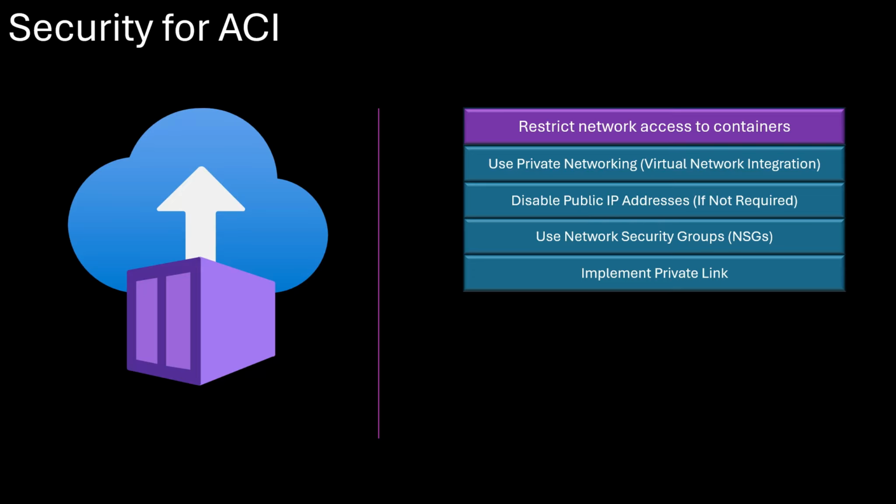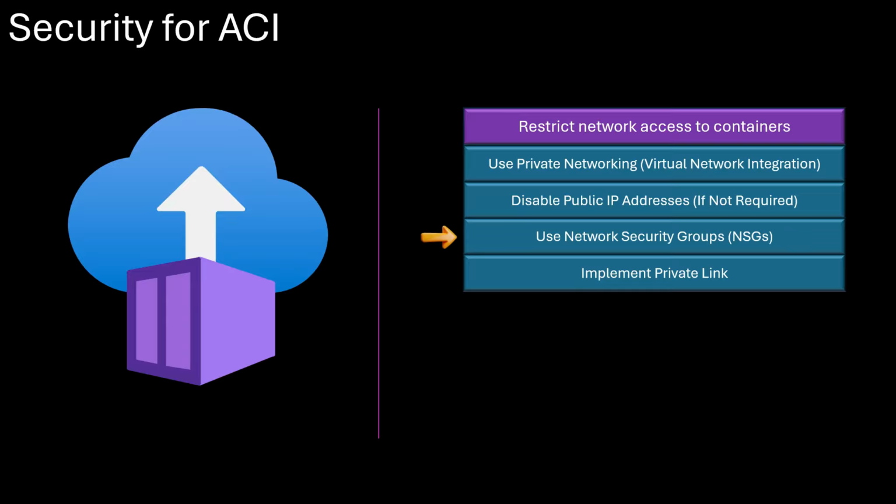By default, ACI allows you to expose your containers to the internet, but you should limit access to reduce security risk. How can you do this? You should use private networking. Means you should deploy ACI inside an Azure virtual network to restrict access to your containers. You should disable public IP address if not required. Means only expose your containers to the internet if absolutely necessary.